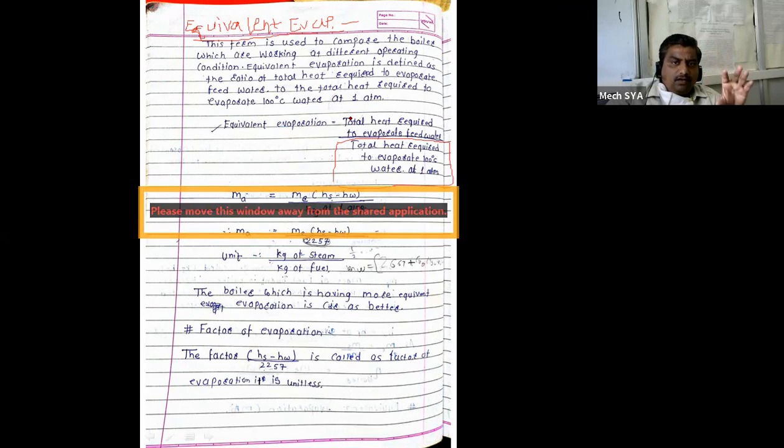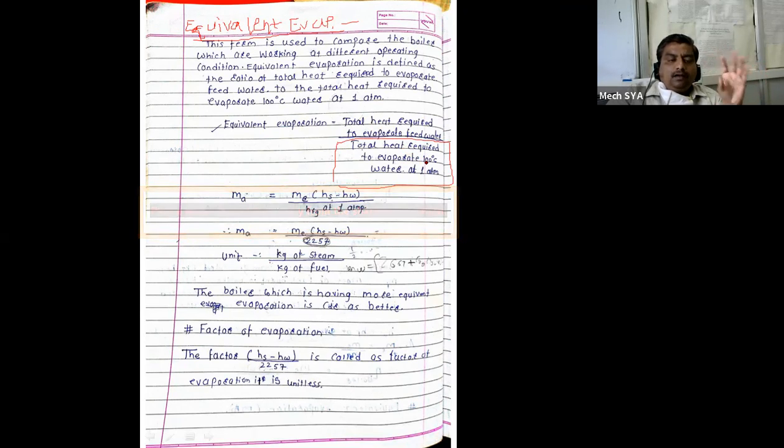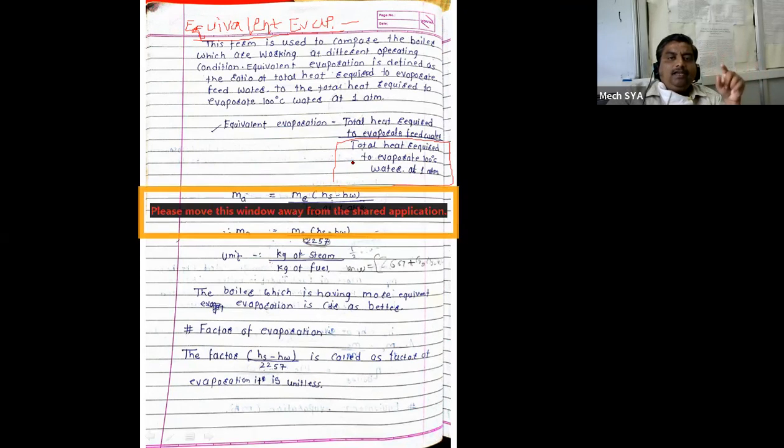So the total heat required to evaporate the given feed water is compared to the total heat required to evaporate 100 degrees Celsius water at 1 atmosphere pressure, which means only at the same temperature. That is called the latent heat at 1 atmosphere. So equivalent evaporation is used to compare two boilers working at different operating conditions.